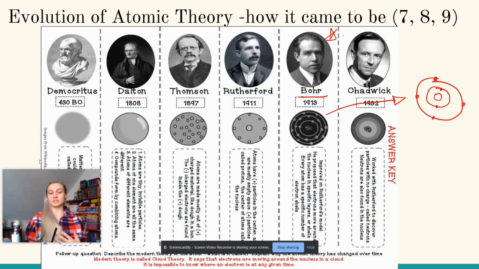Neutrons. So he was like, okay, neutrons are also in the nucleus as well. So in the nucleus, we have protons and neutrons, and then, okay, Bohr, that's fine. You can keep your electrons.